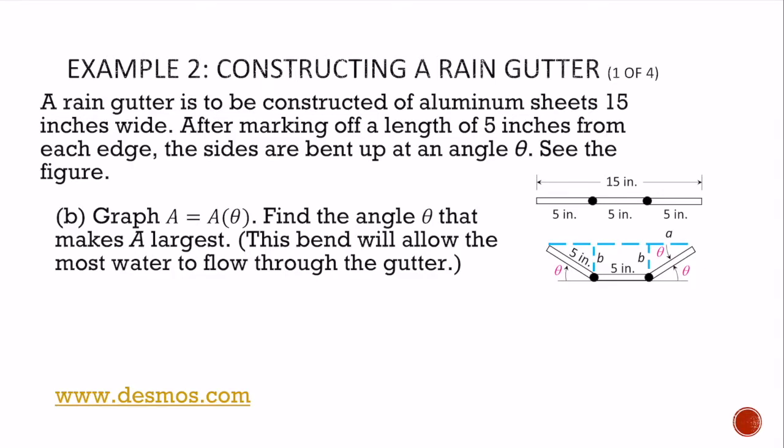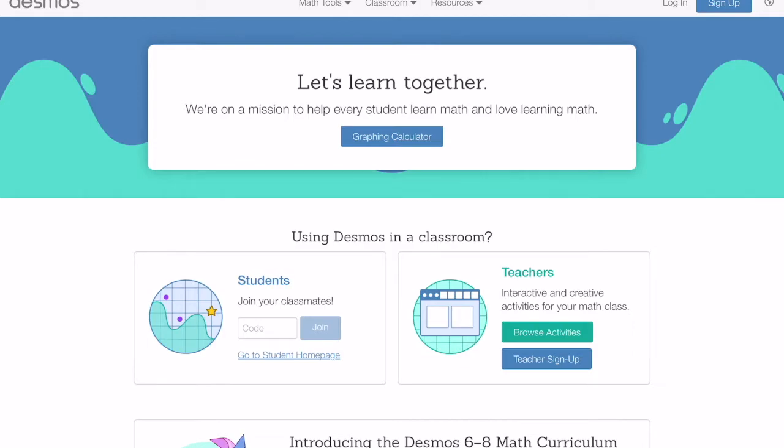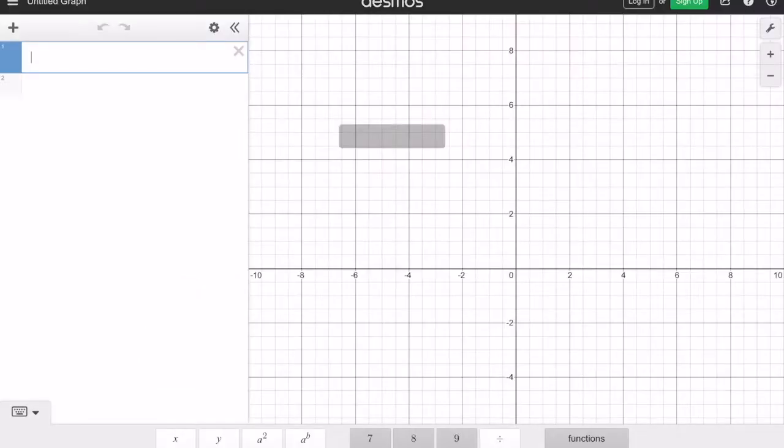The next step of this question is going to be to graph our A of theta in order to determine where our graph will be the largest. So let's go ahead and go to Desmos. So here we are, we're in Desmos. Let's go to the graphing calculator.